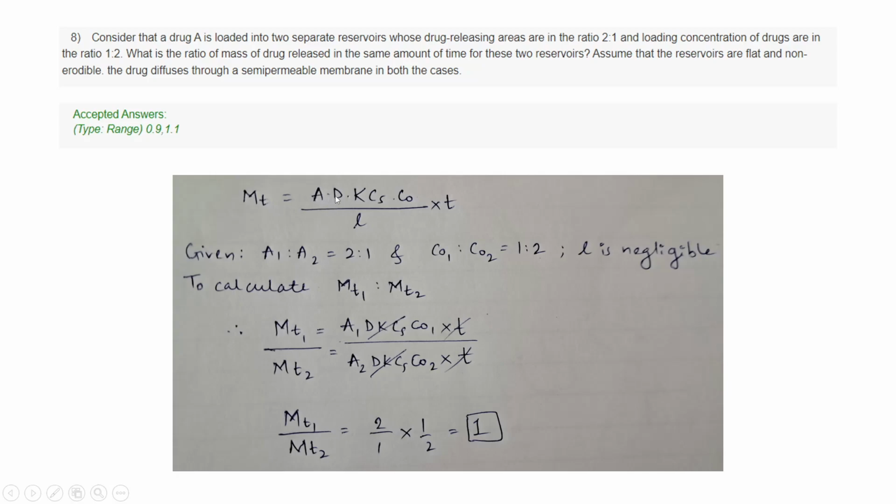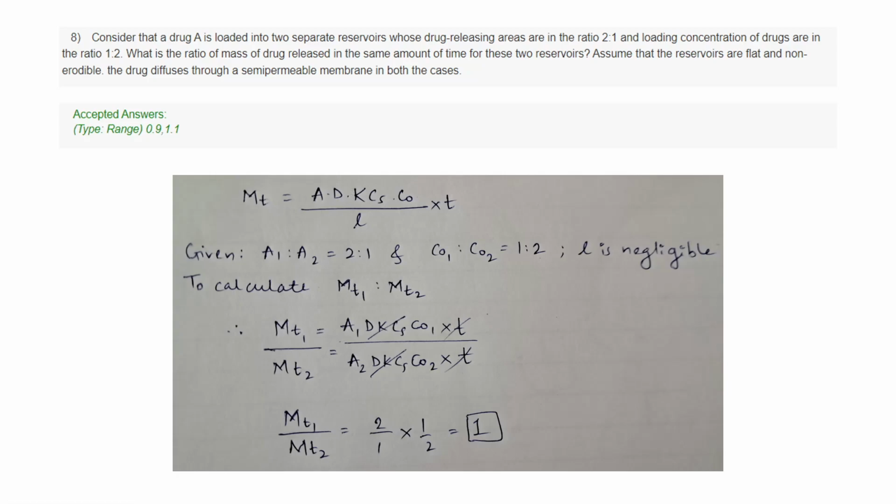D stands for the diffusion coefficient of the drug. K is the partition coefficient of the drug. Cs is the solubility of the drug. C naught is its initial concentration, divided by L, that is the thickness of the reservoir, and the time. Since it's the same drug in both cases, we can easily cancel out D, K, and Cs because that is a drug-specific property that won't change as you change the reservoir.